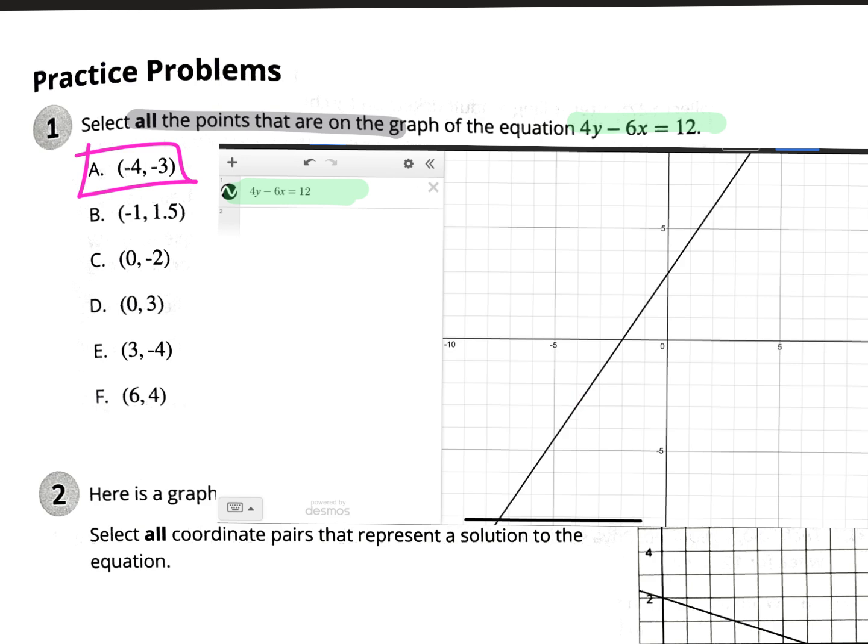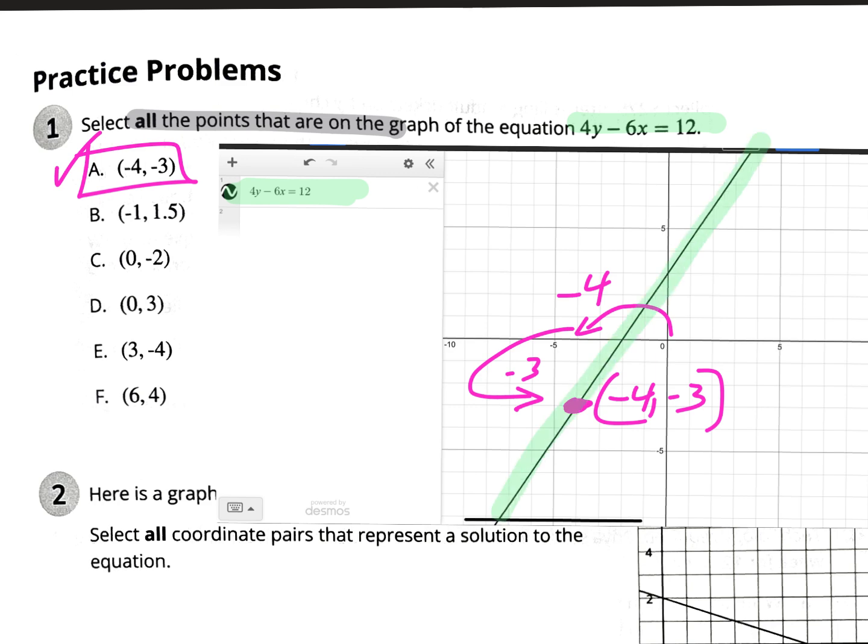So (-4, -3), for example, you go over to -4, and then you go down to -3, and then look, oh, yep, right there is (-4, -3). So A is definitely a yes. So one thing you could do is type all of them into the graphing calculator and just see which points appear on the line.